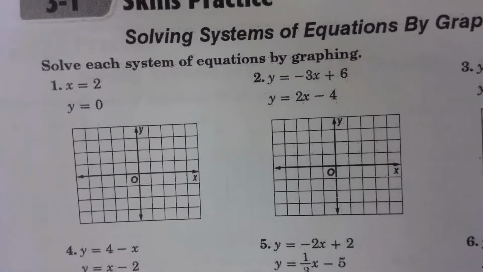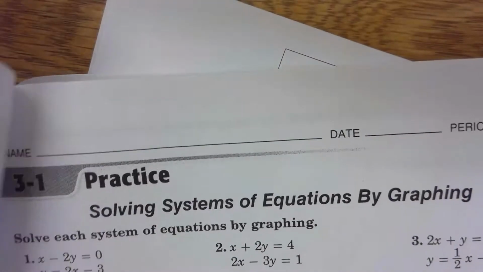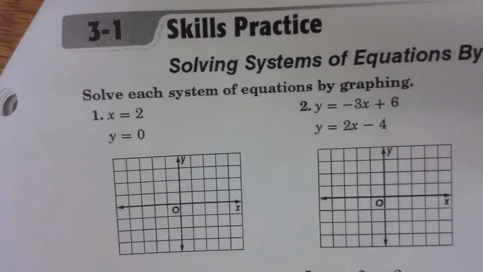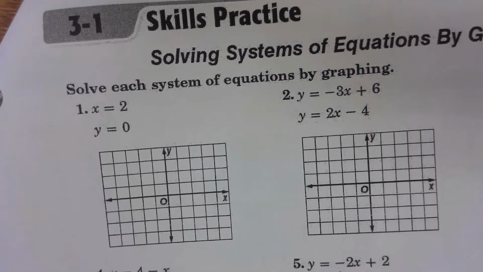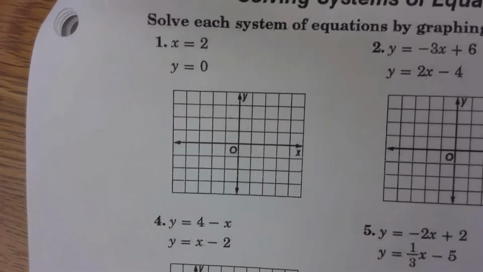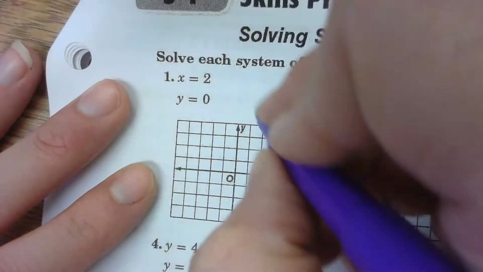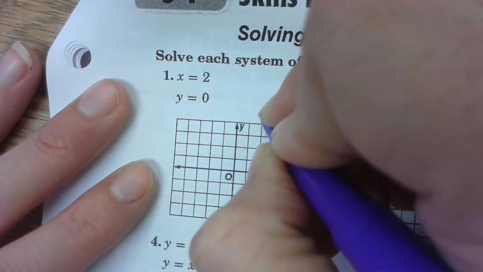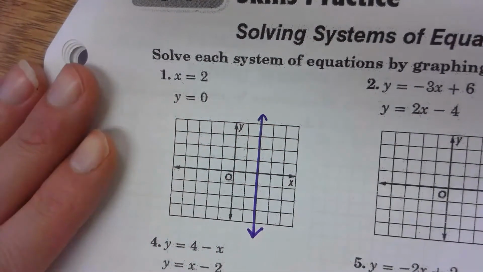And we're going to do some skills review together. So we are looking at 3.1 and summarizing 3.1. It says to solve each system of equations by graphing. What I really like about question number 1 is that these are two lines, one that is vertical and one that is horizontal. A vertical line means it is straight up and down. So x equals 2 has slope undefined, and it goes straight up and down.